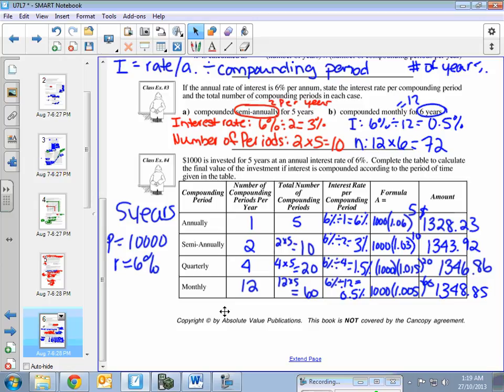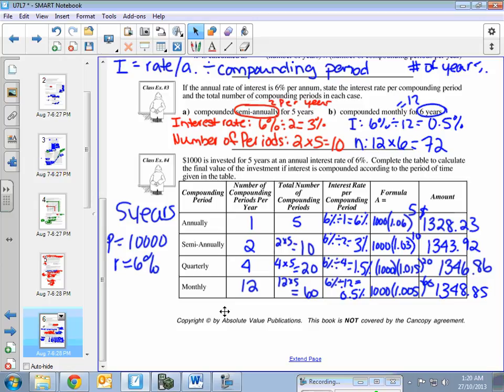Okay, so the biggest thing about this chart, so check your work, see if you got the same numbers. The biggest thing, the number of compounding periods per year, semi-annually is 2. So you're going to go 2 times the number of years, 2 times 5. Interest rate, your annual interest rate divided by your number of compounding periods, so 6 divided by 2 is 3%. Quarterly is always 4 times per year. 4 times 5 is 20 compounding periods in total. 6 divided by 4 is 1.5%.